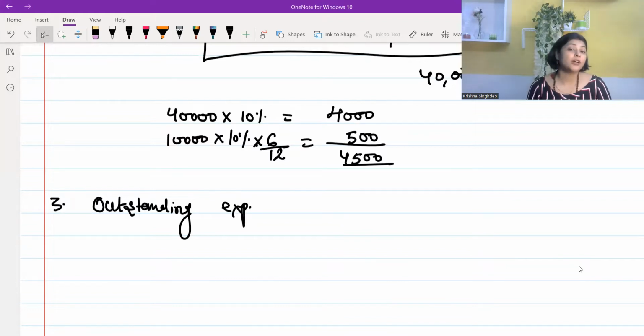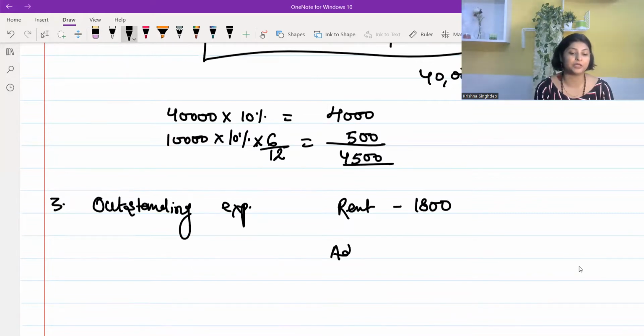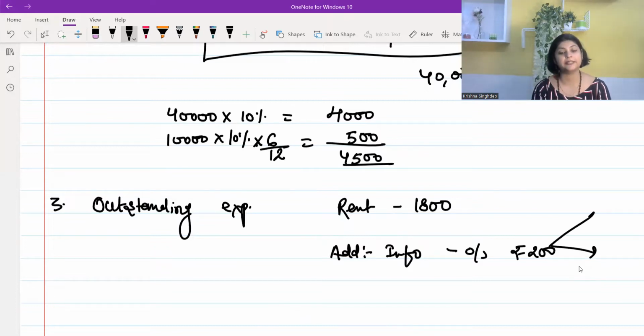And what are we going to do? For example, rent. Rent is given to you in trial balance as 1800 rupees, and in additional information, they do say that outstanding rent is rupees 200. Then what will be the adjustment of this? Obviously, this will not require any adjustment. It will go directly to profit and loss account.